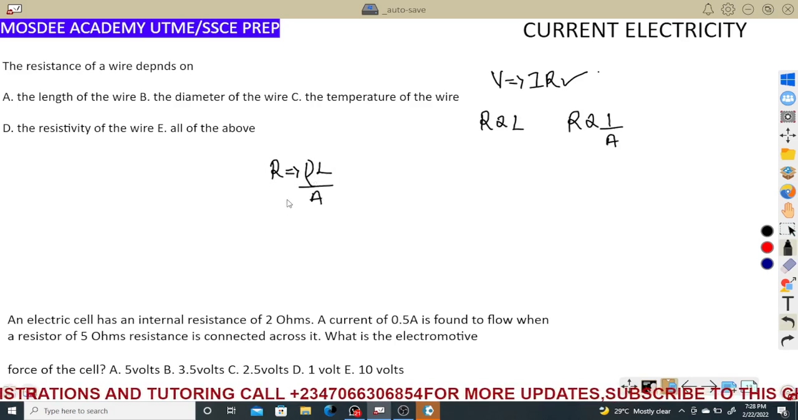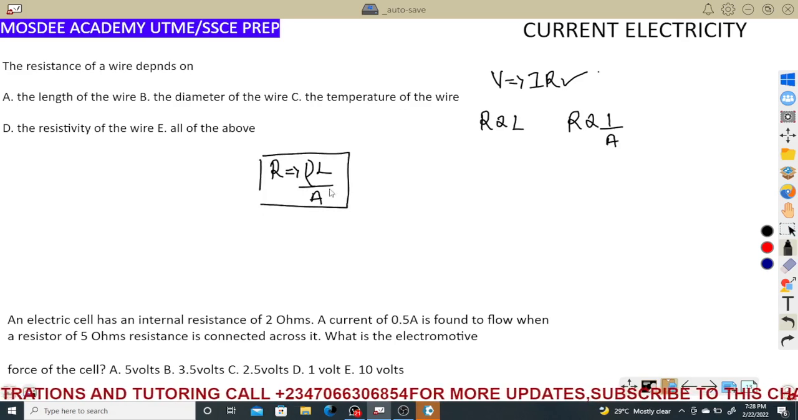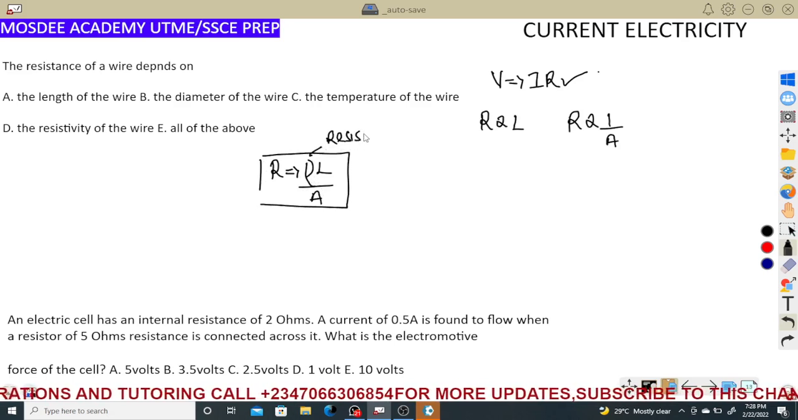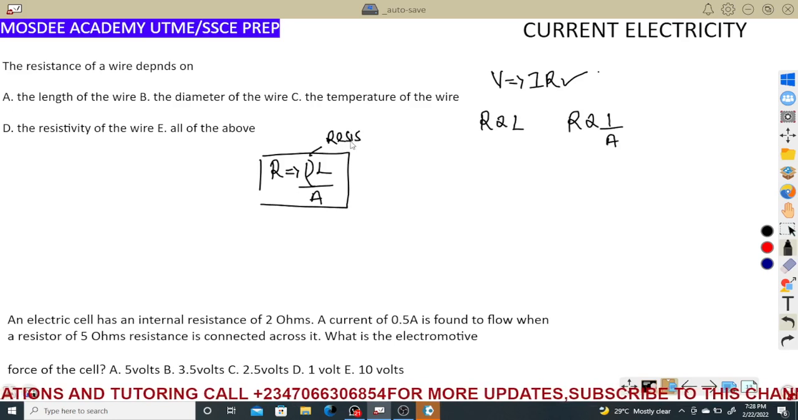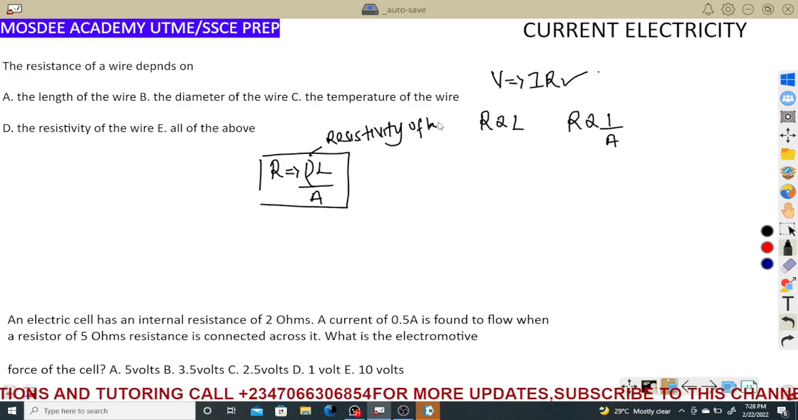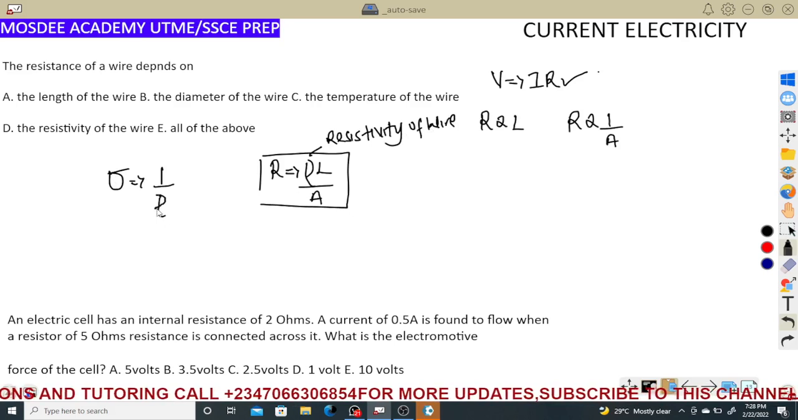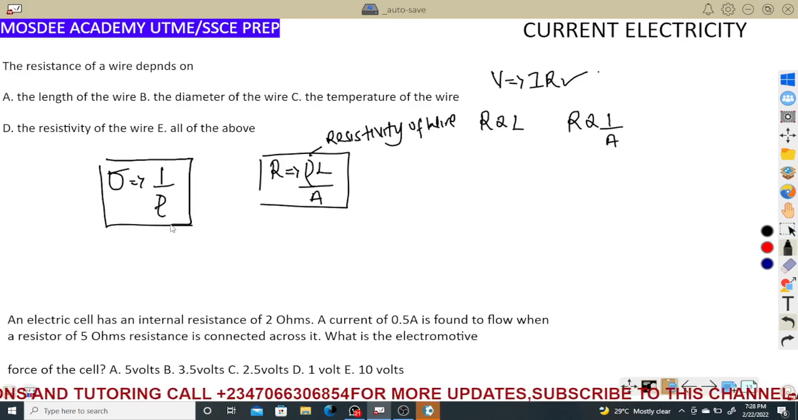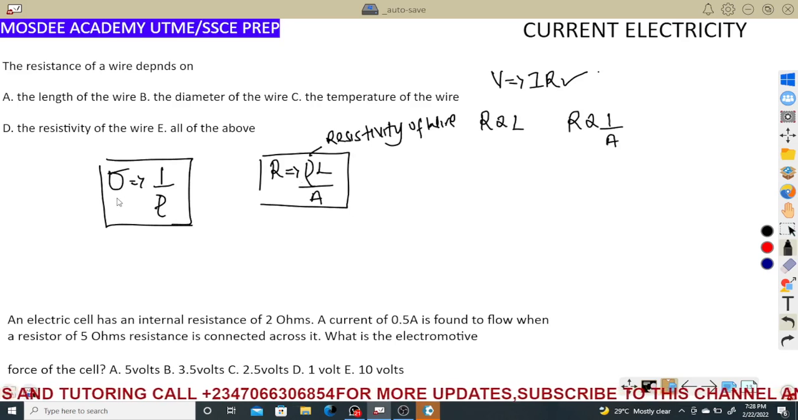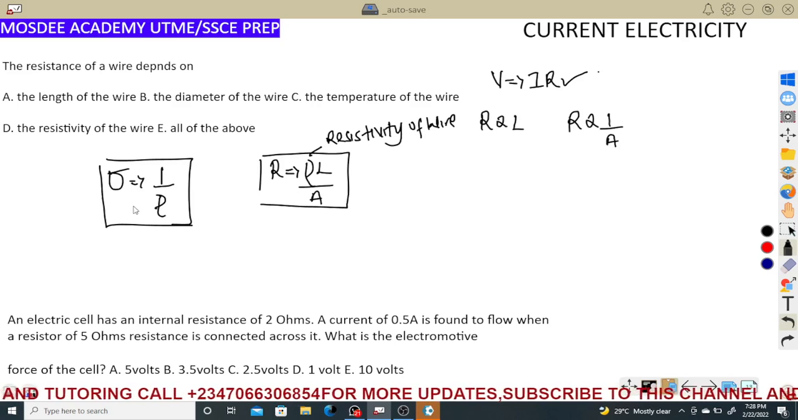Derivations are available on my channel for all these things. So this is the formula your teacher might have told you in your junior classes. Keep that in mind, where rho is defined as the resistivity of the wire, which depends on the nature of the material. Now, resistivity of a wire is also inversely proportional to conductivity. You might also have talked about that in your junior classes. Conductivity is measured in per ohm meters, or watts per meter per Kelvin. So please keep that at the back of your mind.